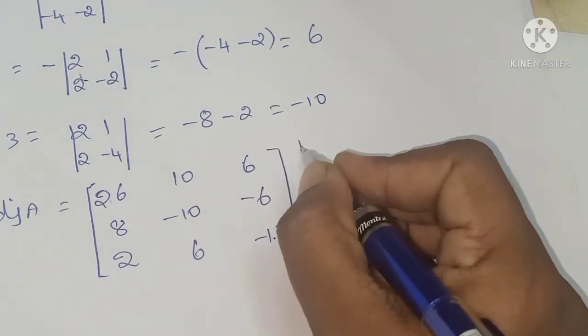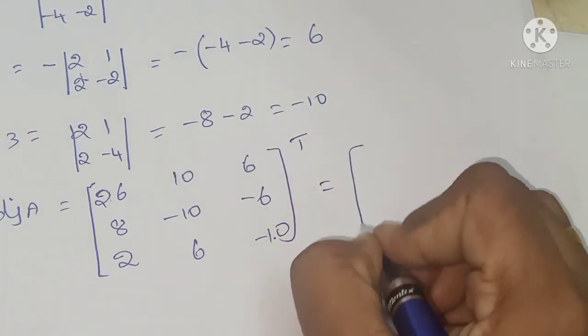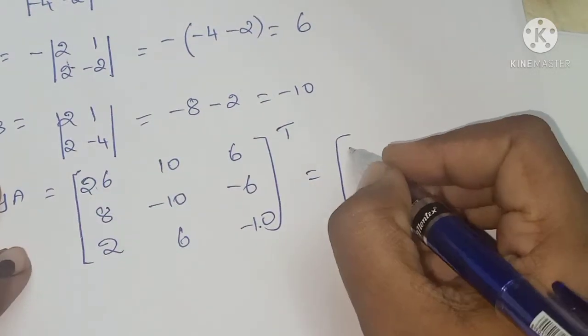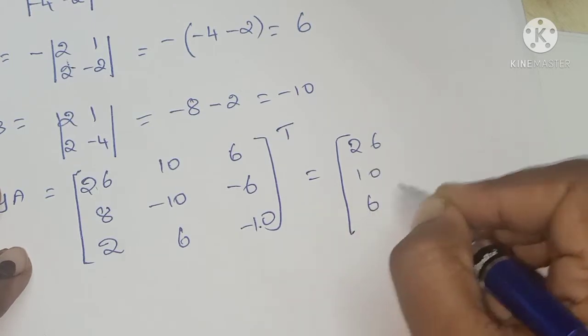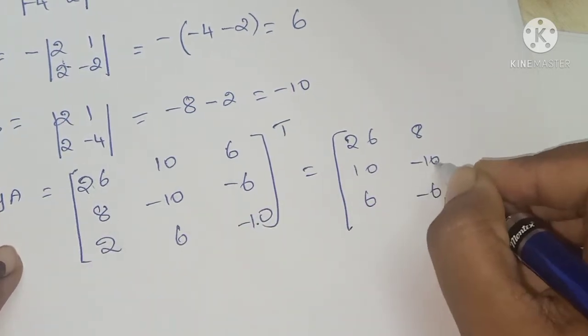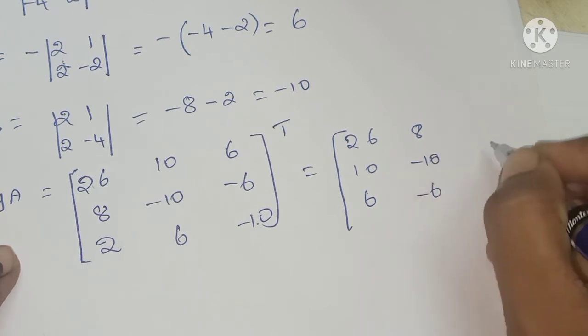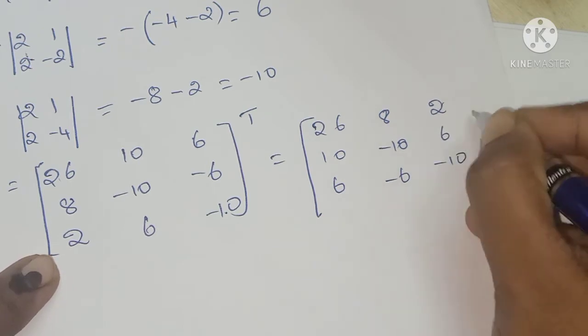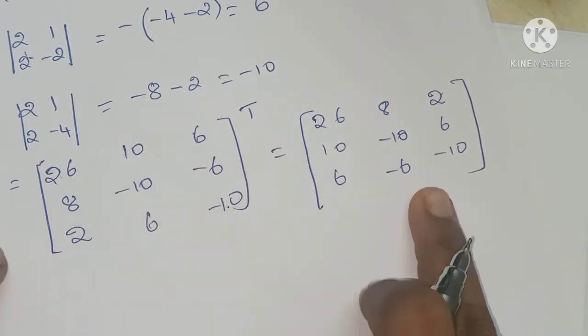The whole transpose. So this is equal to the first row will become first column. So 26, 10, 6. Second row will become second column. 8 minus 10 minus 6. Third row will become third column. 2, 6 minus 10. So we found out the adjoint of A.